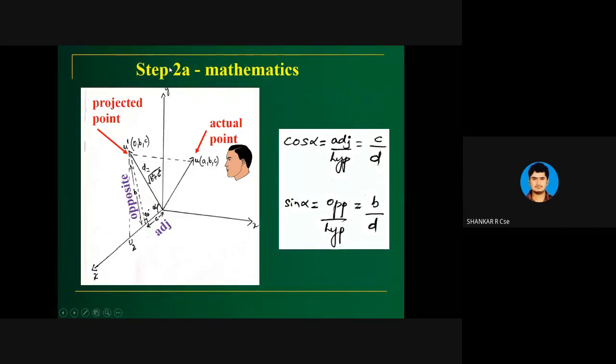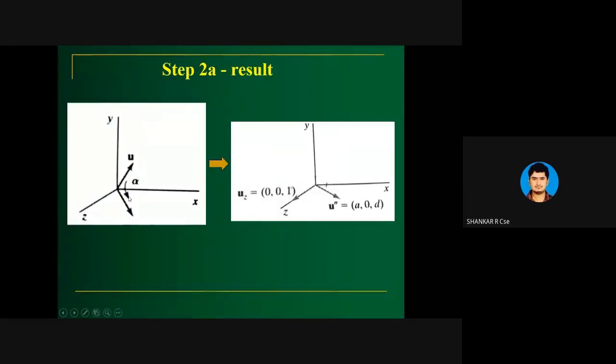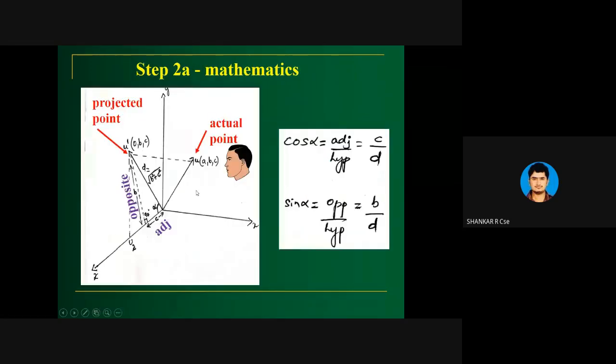Now I have taught you theory here, the mathematics and the matrix equation. What is the result? So step one's output was something like this. Step 2a's output is we have somehow aligned this u, which is in xy plane, to xz plane. What is this, a comma 0 comma d? I'll talk about that in 1 minute. Now just go back.